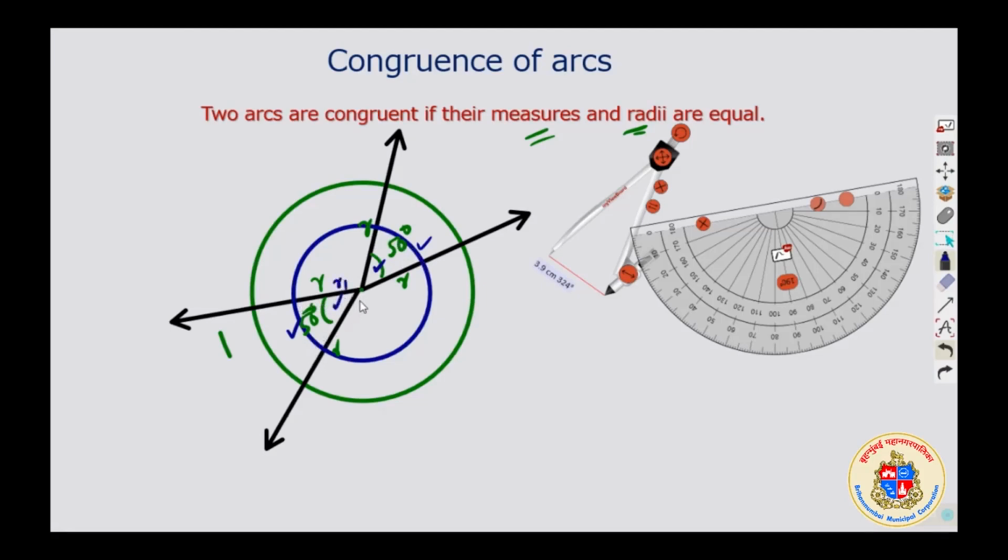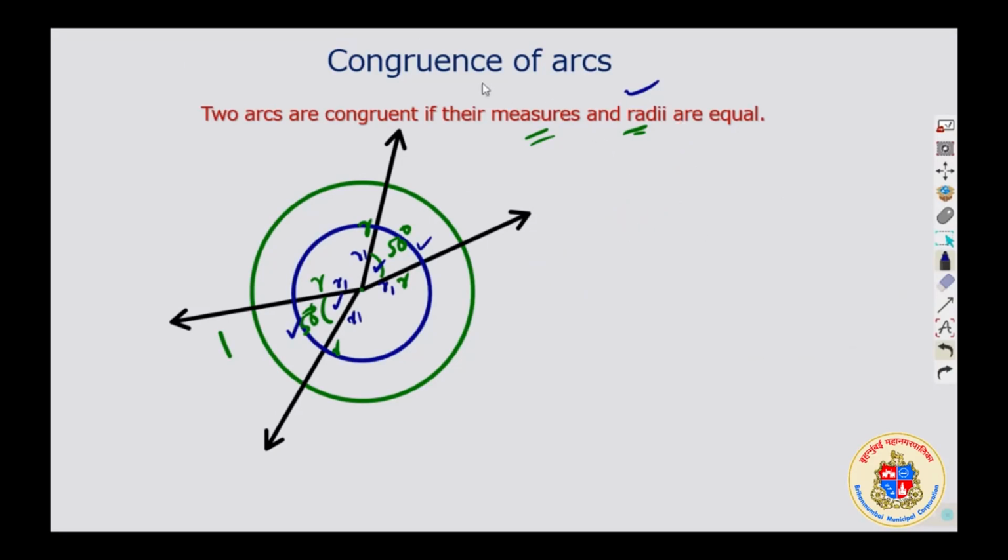This radius is R1. Different radius. The first one was R, the bigger one. So if the radius changes, the measure of the arc changes. So there are two things to be considered. The measure of the arc is considered by the measure of its central angle and the radius. If both are equal, the two arcs are considered to be congruent.